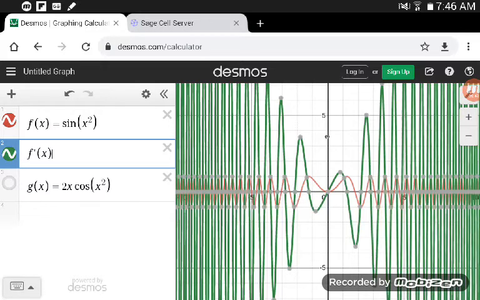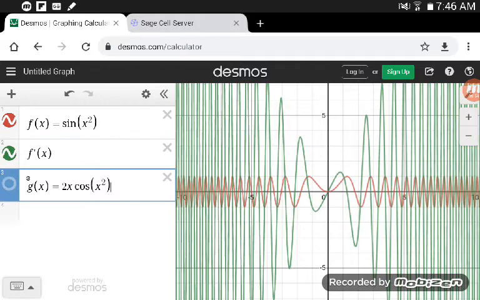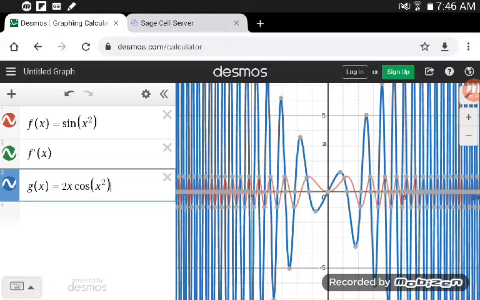I can plot then the first derivative, and here's my answer for the first derivative, 2x cosine of x squared. And so I plot that. Whoops, didn't plot it. There we go. And it's right on top of the green one. And so I could also do that with the second derivative.